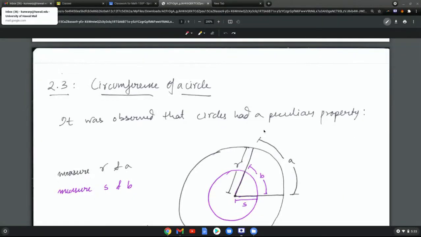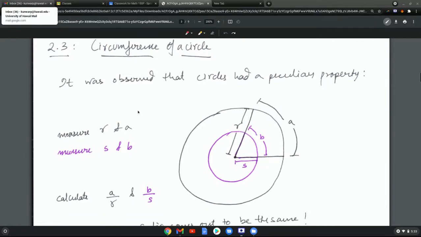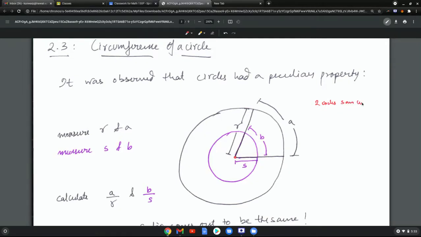Alright, so in this video we're going to talk about circumference of a circle. Now what happened was, it was observed that circles had this really peculiar property. You can try this as an activity. Draw two circles which have the same center, right? So two circles with the same center, but they have different radius or different radii.